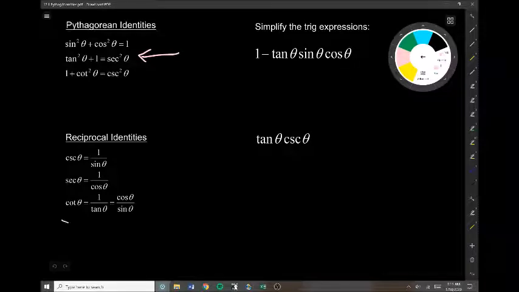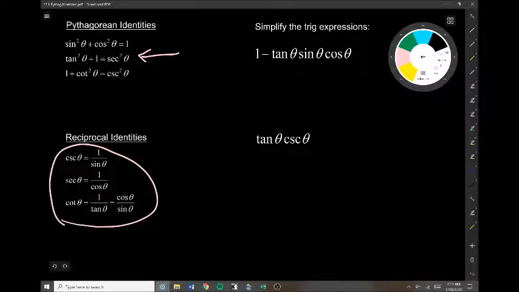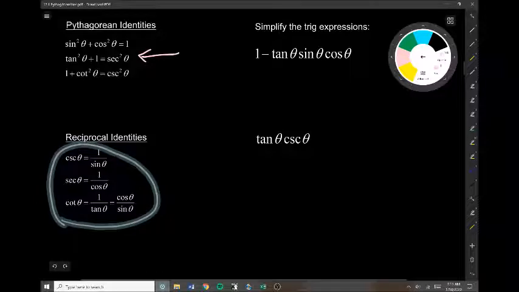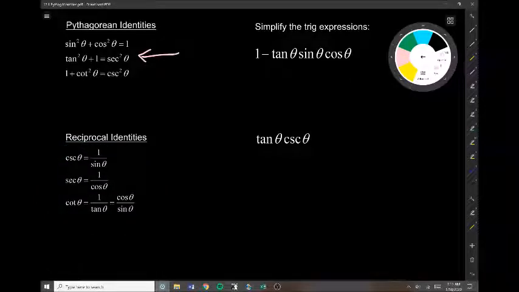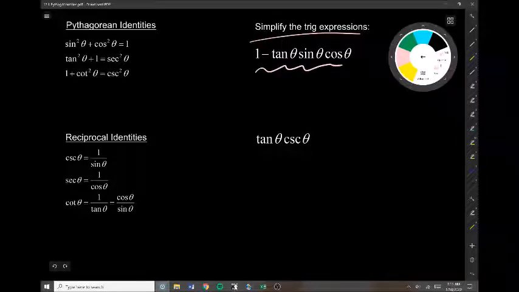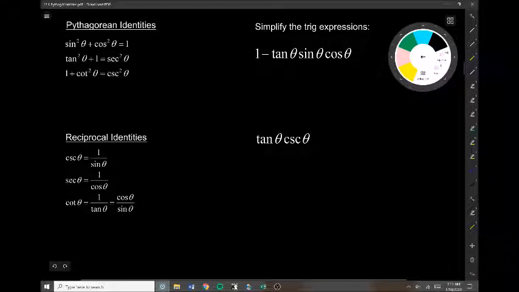Don't forget these reciprocal identities, that cosecant is 1 over sine, that secant is 1 over cosine, and that cotangent is 1 over tangent, which really makes it cosine over sine. So these are identities that we can now use to simplify trig expressions. This trig expression right now is kind of a mess. I'm wondering if I can make it any simpler. So I'm going to simplify this by using some trig identities. Let's start with this. I know that tangent is sine over cosine.